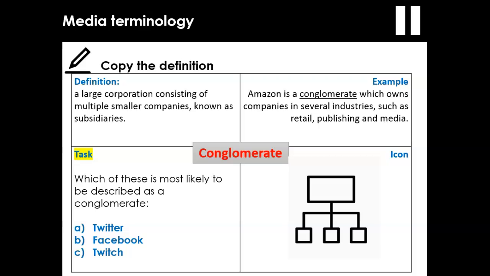Twitch, interestingly, is owned by another conglomerate, Amazon, and Twitter is also not a standalone company, but is a subsidiary of a larger conglomerate.